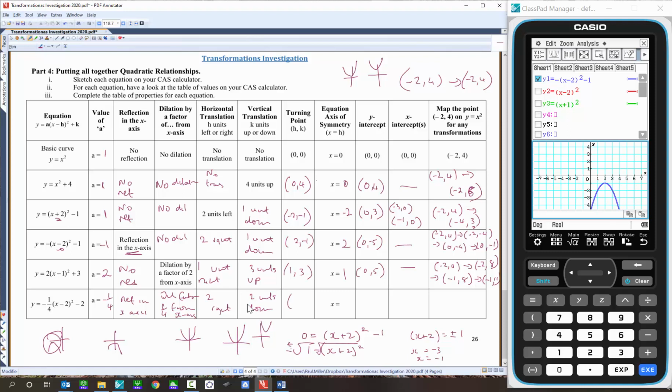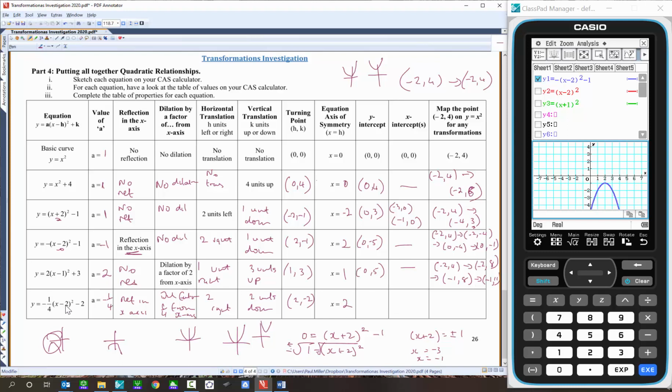So what's our turning point going to be? So the dilations and the reflections don't actually affect the turning point, right? So the original 0, 0 turning point will move 2 units to the right and 2 units down. So that's going to be 2, -2. Right, our axis of symmetry will move 2 units to the right, so that's x is equal to 2.